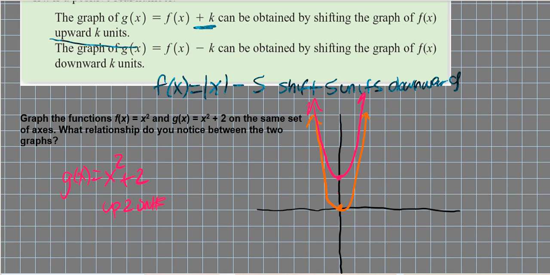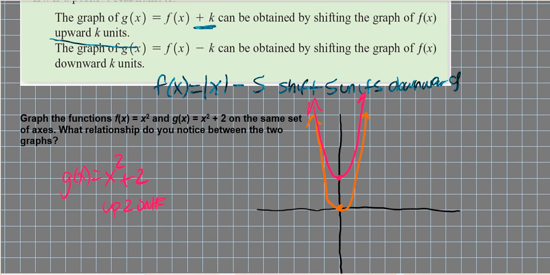When we're shifting, it's always up and down on the y-axis. It'll never be on the x. Notice I said we're going to do the vertical shifts first. Make sense? Easy enough?